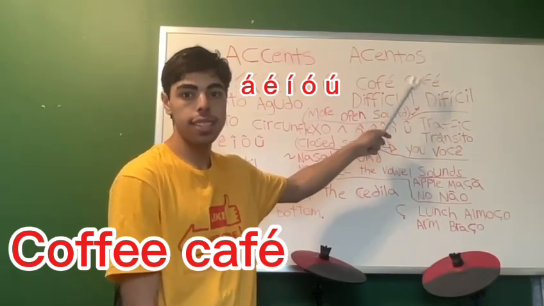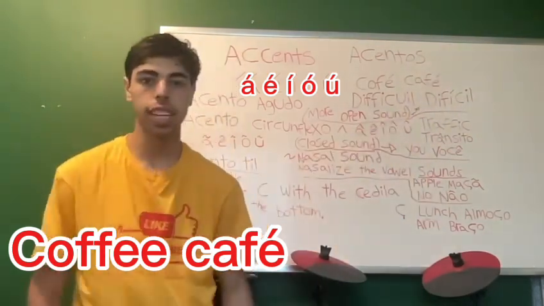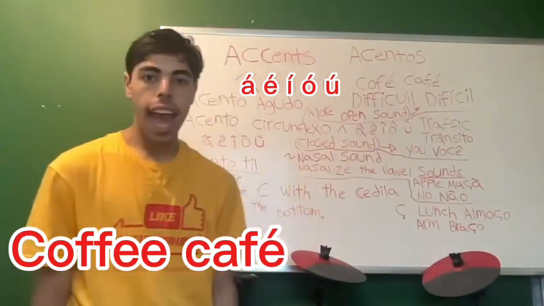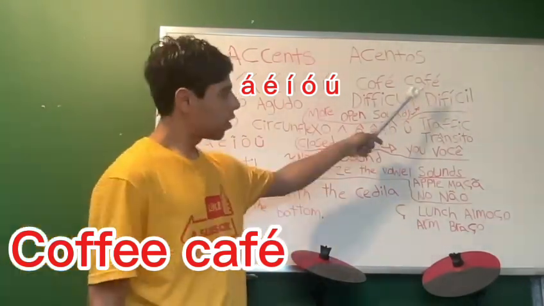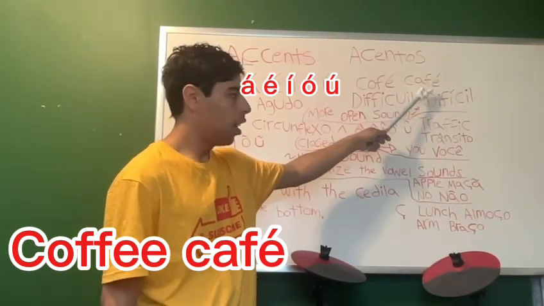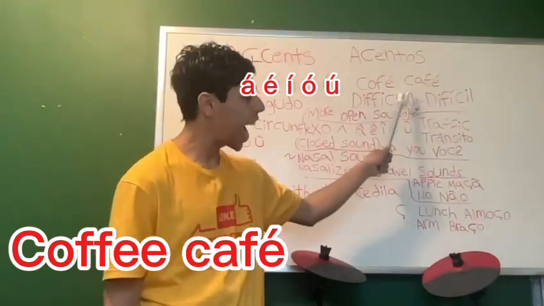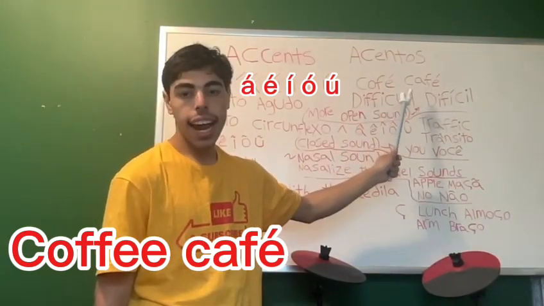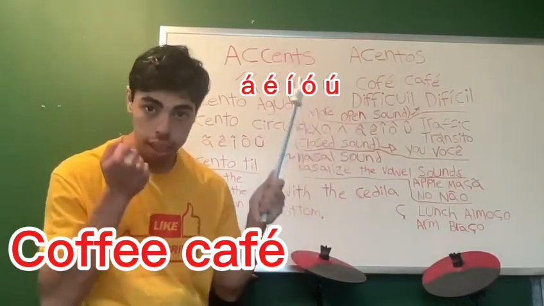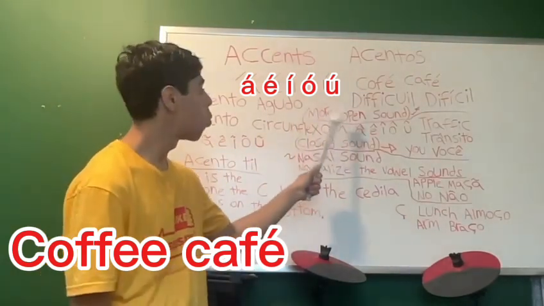And remember that this E up there has an accent. More like an eh sound. Café. Again, C-A-F-E. And there's an accent on top of that E. Café. So yeah, that's what this accent does. It makes it more like a strong and open sound.